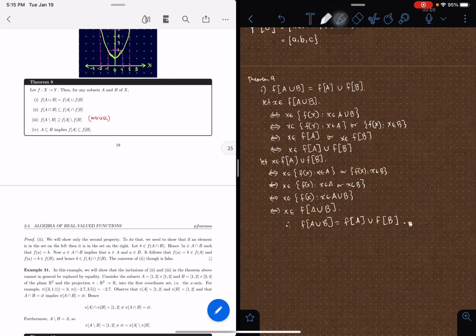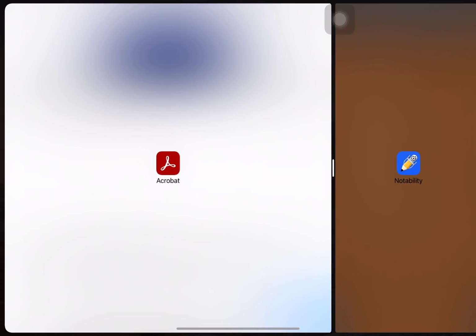Okay, so for the second case, you have to show that, you start with an arbitrary element x in the image of A intersection B, and you're going to show that that arbitrary element is found in f of A intersection f of B. Okay, so 2, 3, and 4 will be left as an exercise. Anyway, the second part is shown already. The proof of the second part is given in the instructional materials.